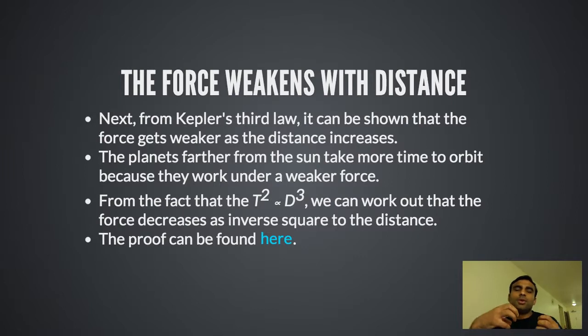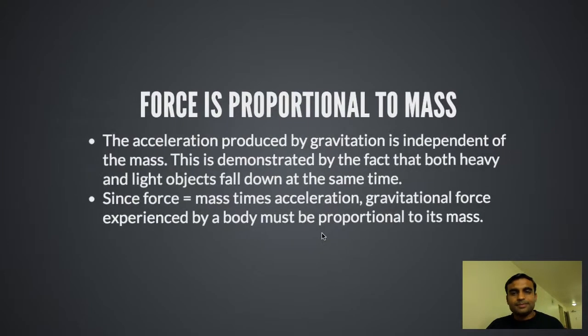That is, if you take an object and you move it twice the distance from the sun, the force that it will experience will decrease by a factor of 4. The force will be 1/4. If you move it 10 times apart, the force will become 1/100. And again, I've given a link where you can read the proof.